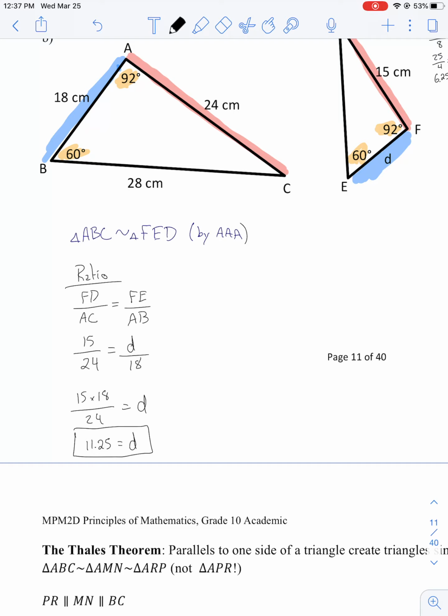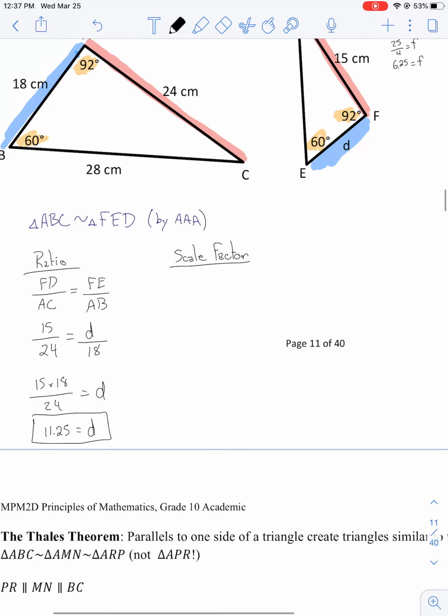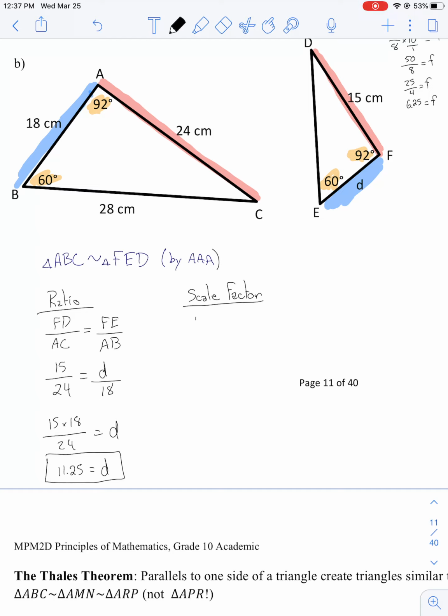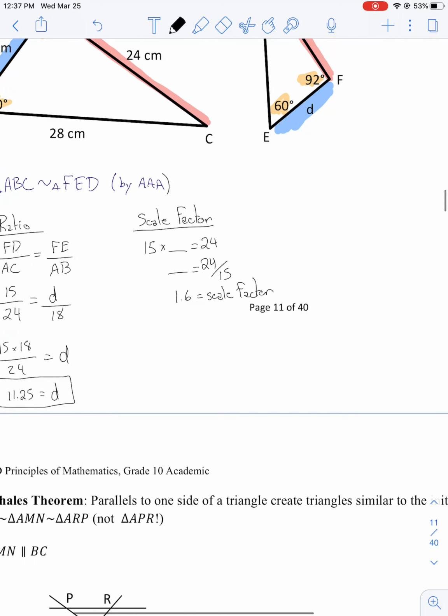So if you want to take a look at the scale factor way, if this way kind of makes common sense to you right now, it's the exact same way. You don't have to use this method by any means, but they're saying 15 times something, our scale factor, equals 24. So if I want to find out what my something is, I'm going to do 24 divided by 15 is going to be equal to 1.6, my scale factor. Coincidence, I got the same scale factor there. So my scale factor is 1.6.